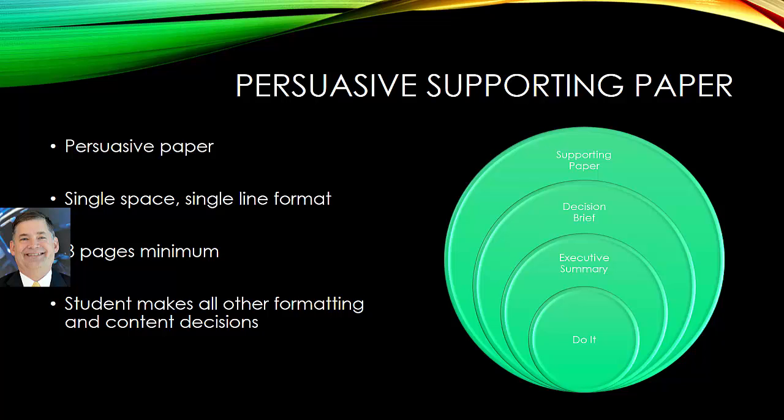From there, that brings you into your persuasive supporting paper. So this is your kind of third and final line of defense to get a decision made. It is not an academic white paper. It is a persuasive paper. You're trying to convince me of something. Single space, single line format, 8 pages minimum, but other than that, you make all the formatting and content decisions. So here you can be creative. You're trying to convince me.